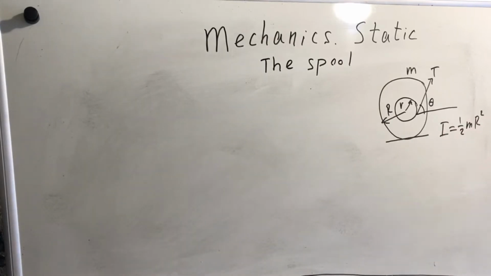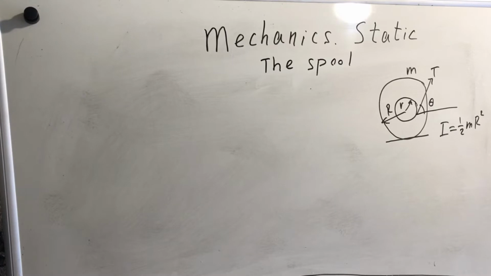So, first question for this problem. Given big R and small r, what should theta be so that the spool doesn't move? Assume that the friction between the spool and the ground is large enough so that the spool doesn't slip.